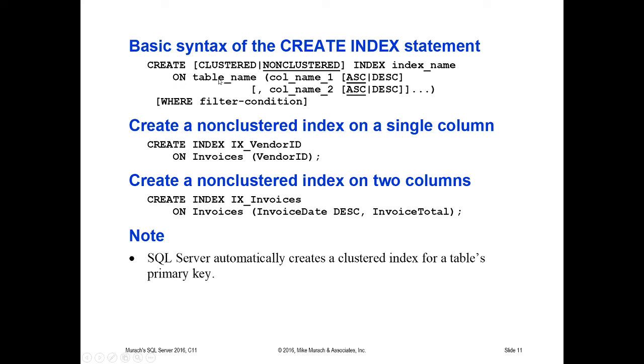The on keyword is going to specify what table this index applies to, and then within parentheses the columns of that table that this index should be built on. So here we're creating an index on our vendor ID. For our invoices table, we want that vendor ID index because vendor ID is a foreign key for our invoices.